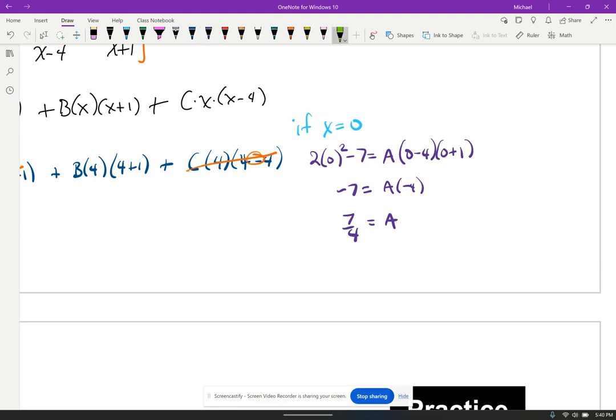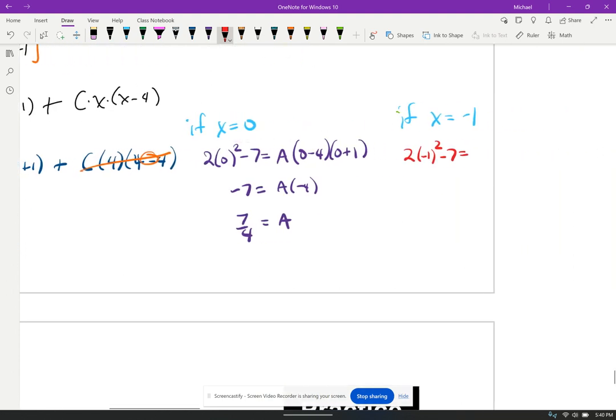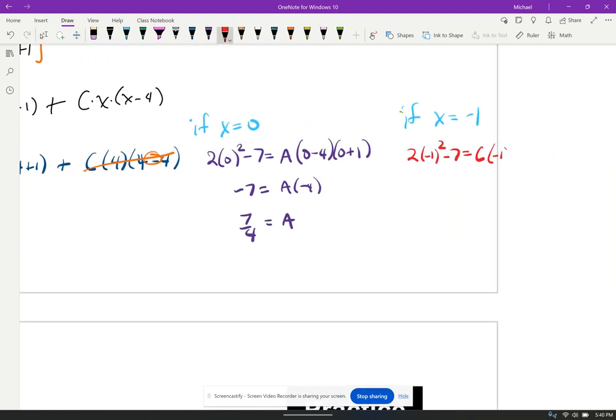Great. But I could have also chosen, what if x equals, let me use the same color to keep it consistent. What if x equals negative 1? Well, if x equals negative 1, I'm going to substitute it into the left side. Now, think about it. If I substitute negative 1 in here, that's going to give me a 0. That's gone. And if I substitute negative 1 here, that's going to equal 0, and that's gone. So really, I'm just left with c times negative 1 times negative 1 minus 4.